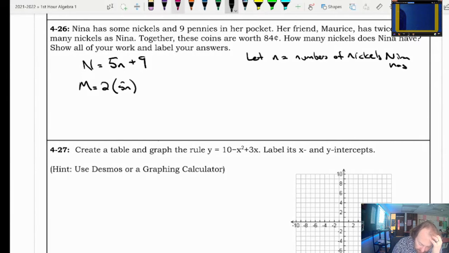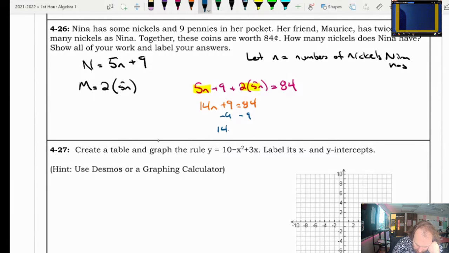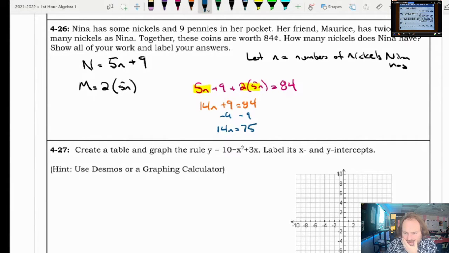Together we have 84 cents. So I know that 5N plus 9 plus 2 times 5N, or 10N, equals 84. You could, by the way, just guess and check this problem, but I'm going to solve it algebraically. Now, adding together 5N and 10N gives me 14N plus 9 equals 84. And if I subtract the 9 off, I get 14N equals 75. And I believe 75 divides by 14? I hope it does. It doesn't, so that means I made a mistake along the way somewhere.